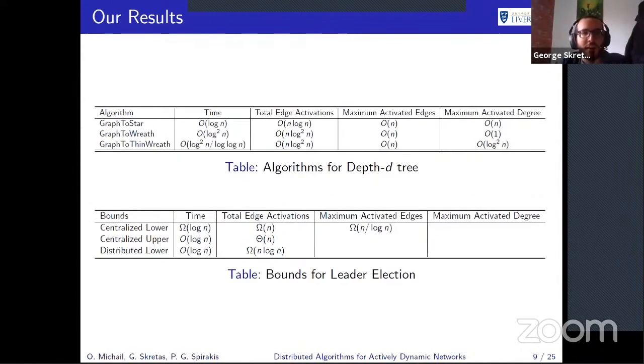So here are our results. First of all, we have some bounds only for leader election. So we don't have bounds for the token dissemination or the depth 3 problem. I'm not going to stick a lot on those because I don't have much time. And we have 3 different algorithms that basically try to balance between time complexity and the edge complexity of the measures I introduced before. So there is a clear trade-off between those 2. I'm not going to talk about them right now. I'm going to do it while I'm explaining the algorithms.